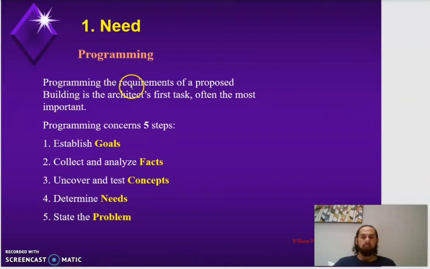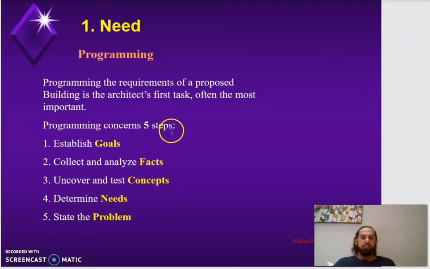Programming the requirements of a proposed building is the architect's first task, often the most important. As I told you in the previous class, it's most important that we plan for the concept of the building, for the program of the building, for the requirements of the building. It's very important to have these things from the beginning, because if it's weak from the beginning, you cannot fix it in later stages. It will still be a weak project until the end. So this is a very important and critical phase, which is the design and conceptual phase.